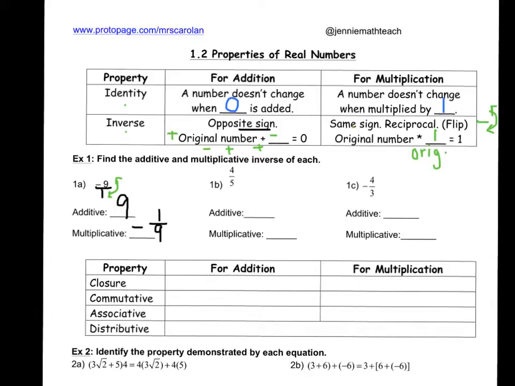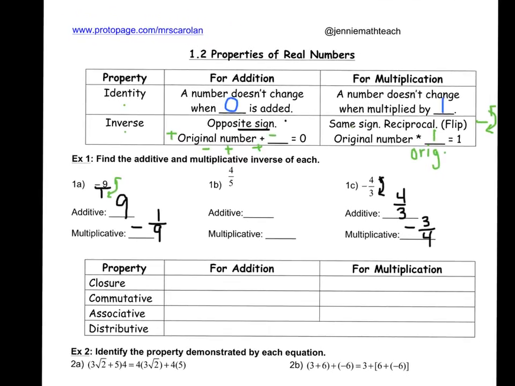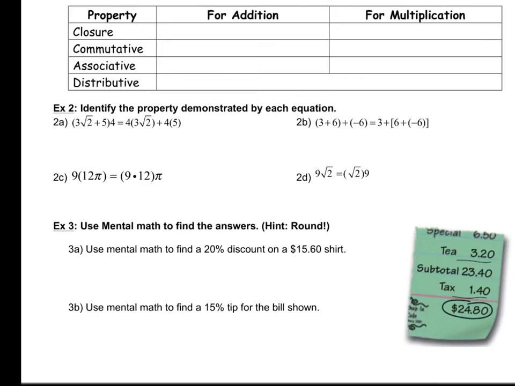The additive inverse of -4/3, take the opposite sign, so it will be +4/3. And the multiplicative inverse, same sign, so it is starting negative. I'm going to keep it negative, and I'm just going to flip the 4/3 over, and it will be 3/4. Your job is to do B on your own. We have a couple more properties, so just fill in your notes as I fill this out.